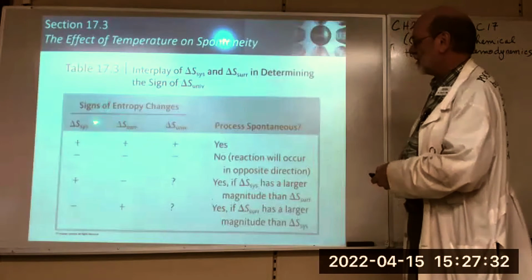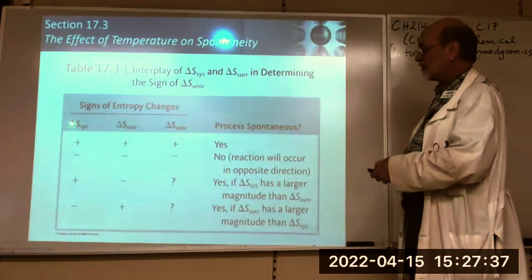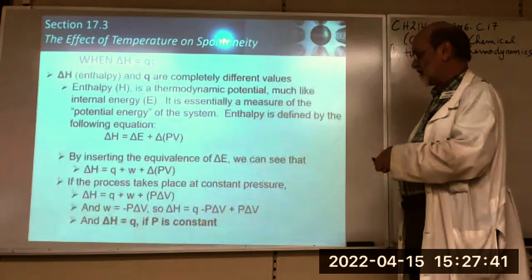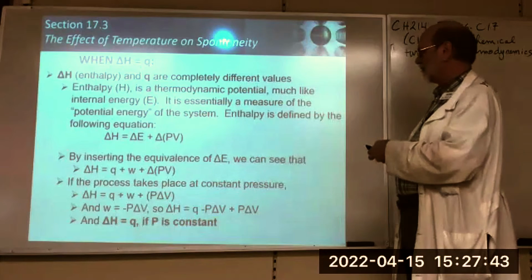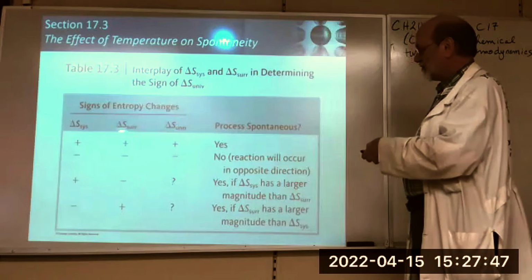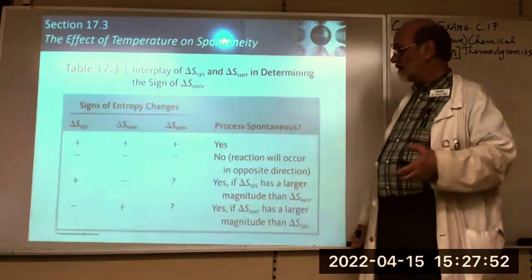If delta S for the system is positive, and for the surroundings is positive, then the total has to be positive. Then the summation is positive and the process is spontaneous.